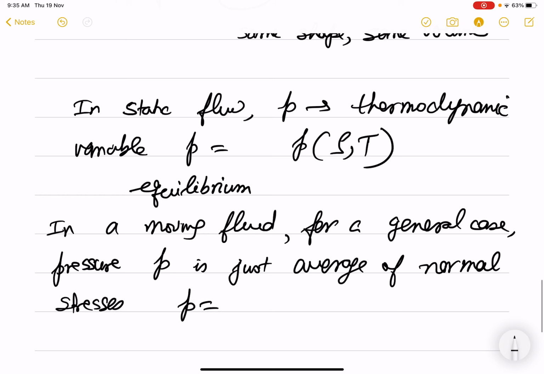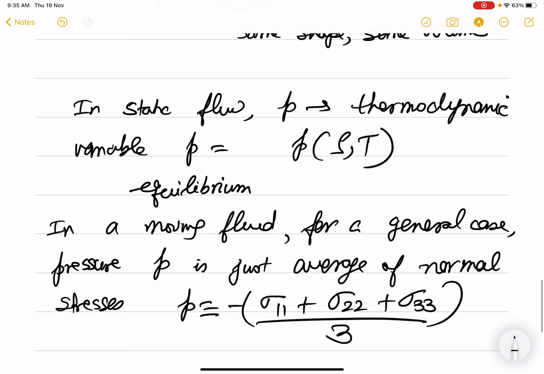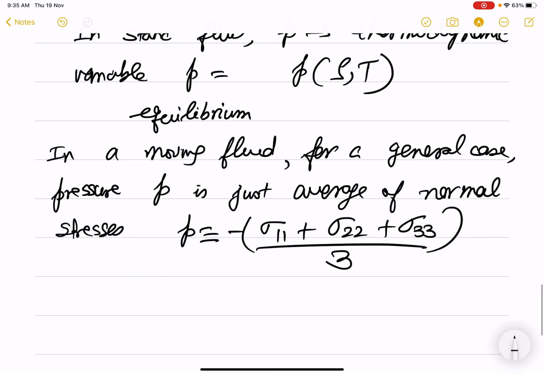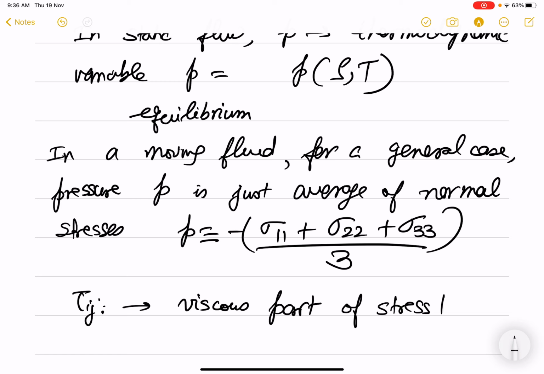That means P is defined as minus of sigma 11 plus sigma 22 plus sigma 33 divided by 3. So this is the definition. And also now let's look at the second part of the tensor, the viscous part. This basically, as we said, is arising because of the movement of the fluid and hence viscosity. So this is the viscous part of the stress tensor.